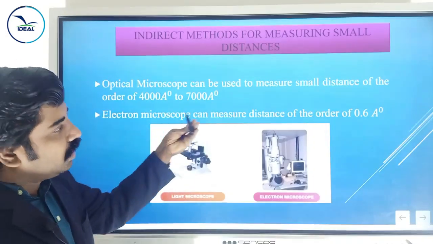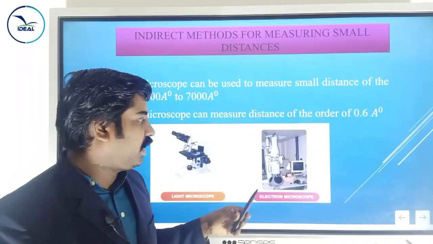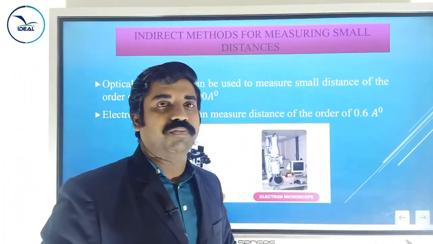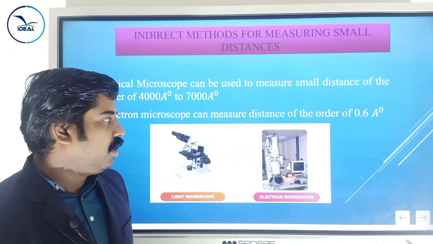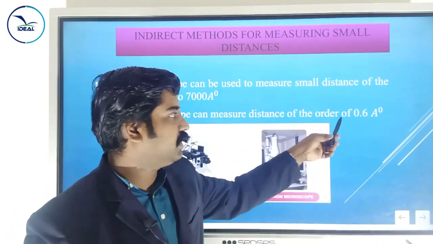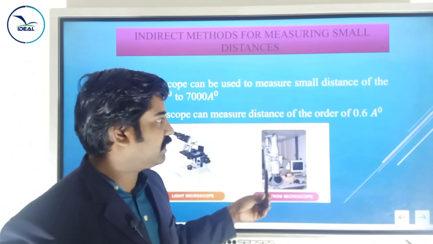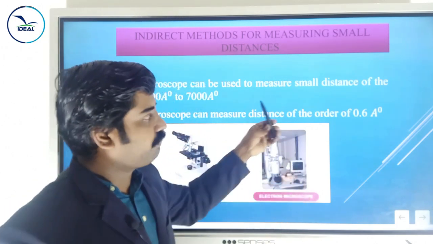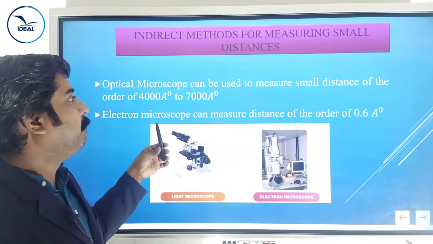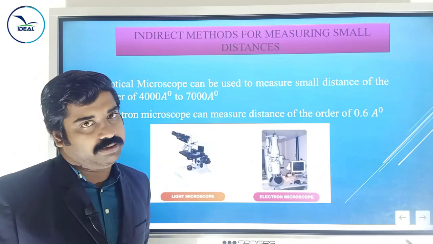And an object of the order of 0.6 Angstrom, we can find by using an electron microscope. This 0.6 Angstrom is the wavelength of an electron. So the electron microscope is the device used to measure distances of the order of 0.6 Angstrom, and the optical microscope is the device used to measure distances of the order of 4,000 Angstrom to 7,000 Angstrom.